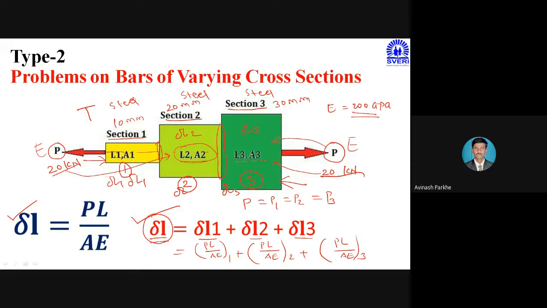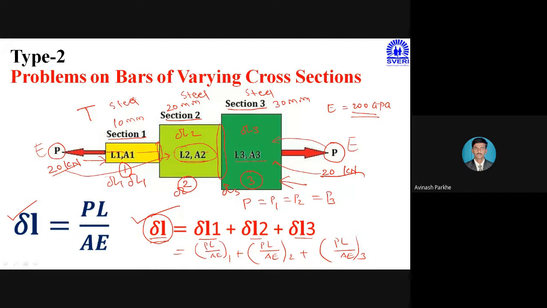All three sections are connected to each other, and from this we have formed one new bar. Therefore this particular bar is called a bar of varying cross-sectional area. In addition, all three sections are subjected to an external load, represented by capital P. That is, all three sections are subjected to only one external load, represented by capital P.